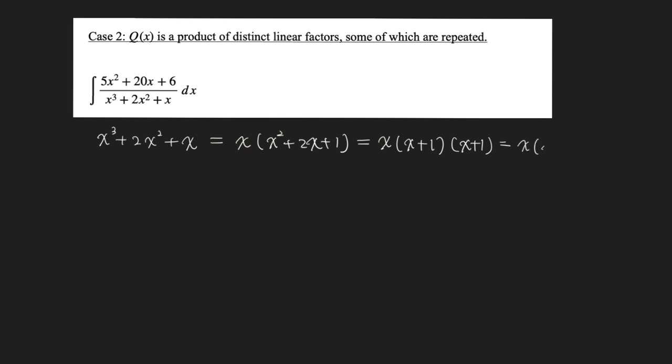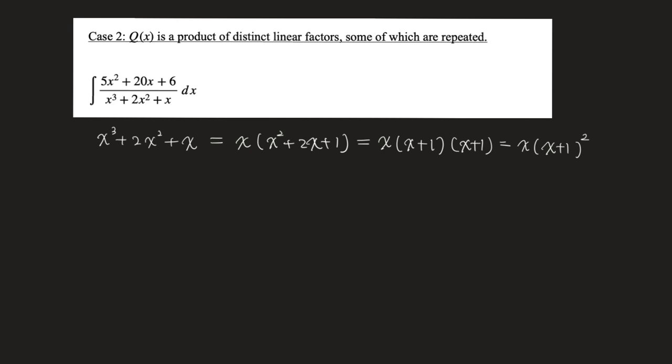Let's do case 2. This rational function looks a little different from the previous example. So the first thing is we have to factor the denominator: x cubed plus 2x squared plus x. What is the common factor? x. Then we have x squared plus 2x plus 1, which factors as (x + 1)(x + 1), so you put together (x + 1) squared.